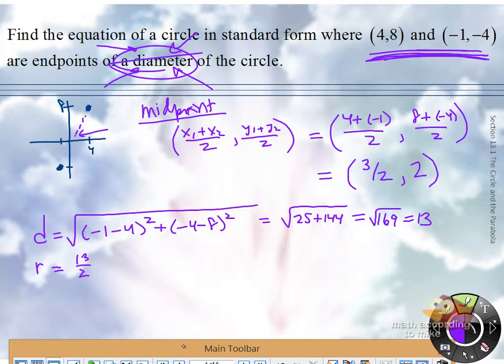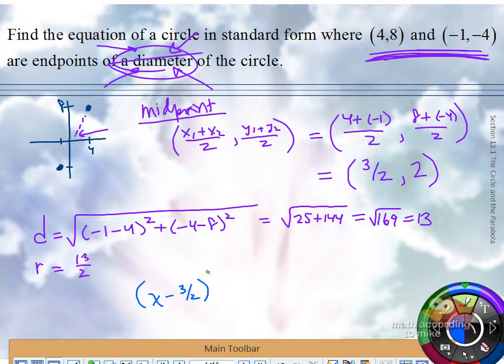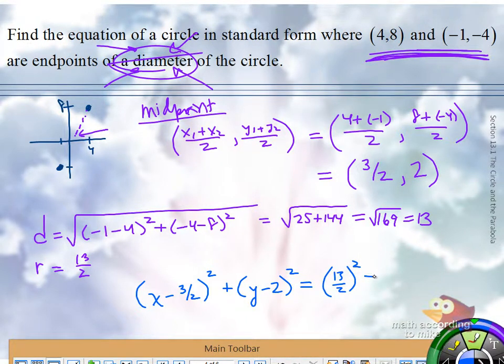13 over 2. All right, remember the equation for a circle is x minus h, so we'll have x minus 3 halves quantity squared plus y minus k, y minus 2 quantity squared equals r squared. What is 13 halves squared? Good.